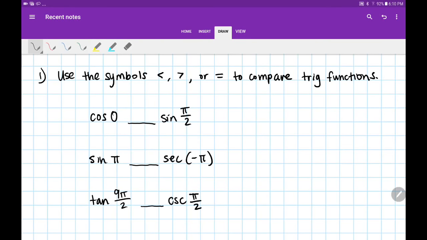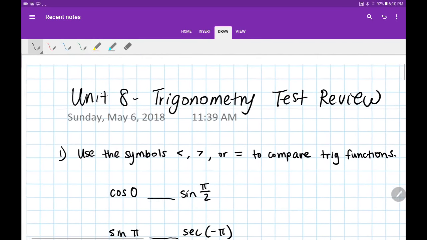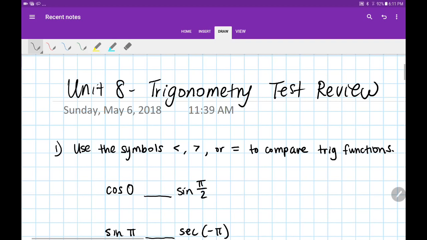Hello and welcome to the Unit 8 review for our unit on trigonometry. Hopefully you'll find that when we finish these 10 problems, you'll be ready for tomorrow's test. Let's start with number 1.